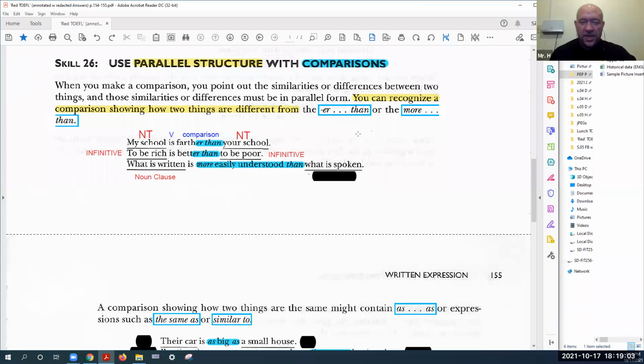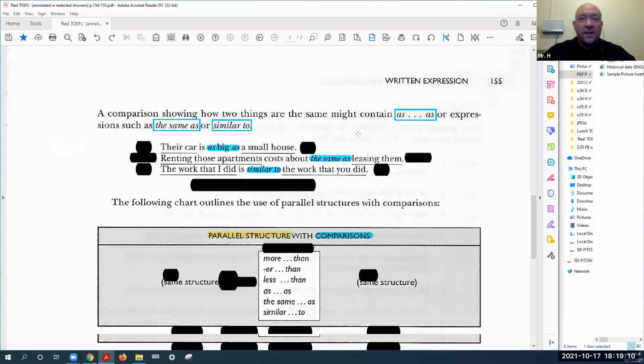And what about on the other side? On the right side? Also a noun clause. Good. All right. Section 5, Osama.